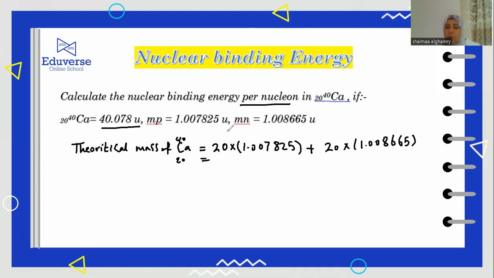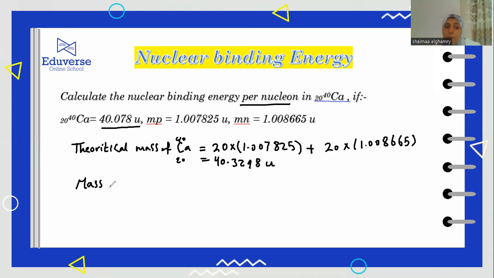So the result will be 40.3298 atomic mass unit. Here we should find that the theoretical mass is greater than the actual mass. This is a good hint that your calculation is correct. The actual mass that we have is what? 40.078.